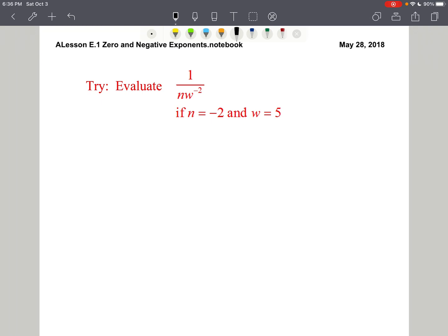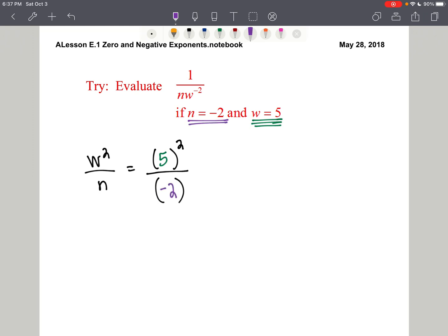Okay, welcome back. If you simplified this to be w squared over n, you did well. Then if you put parentheses in place of the w to the 2nd power and parentheses in place of the n, you did really well. And then in place of the w, we're going to put a 5. And in place of the n, we're going to put negative 2. So we have 25 over negative 2.